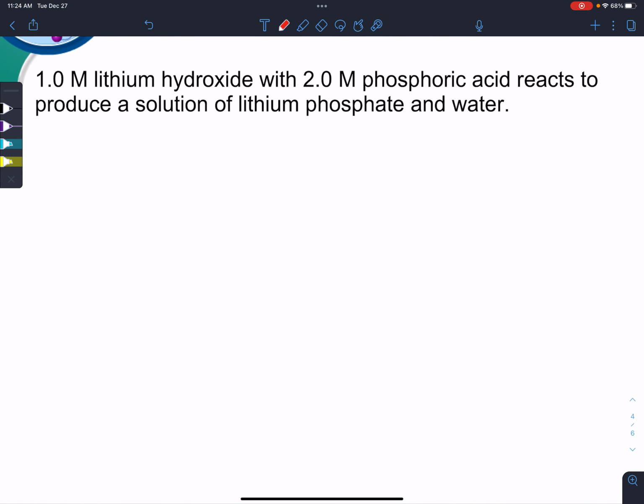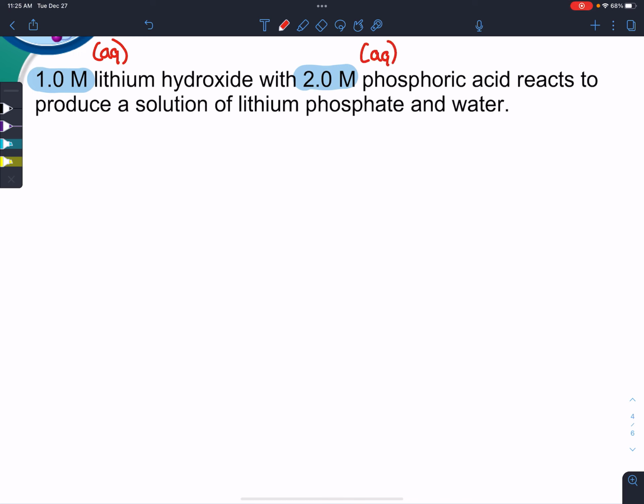We have 1 molar lithium hydroxide with 2 molar phosphoric acid reacts to produce a solution of lithium phosphate and water. Remember when I was talking about aqueous in lesson 1, and I talked about there's different vocabulary words that I might use to describe when something is aqueous, and one of those was using the molarity as a way of defining that it's aqueous. Remember, molarity is concentration. So when you see this right here, that just means it's aqueous. That's just a fancy way of saying that it's a solution.